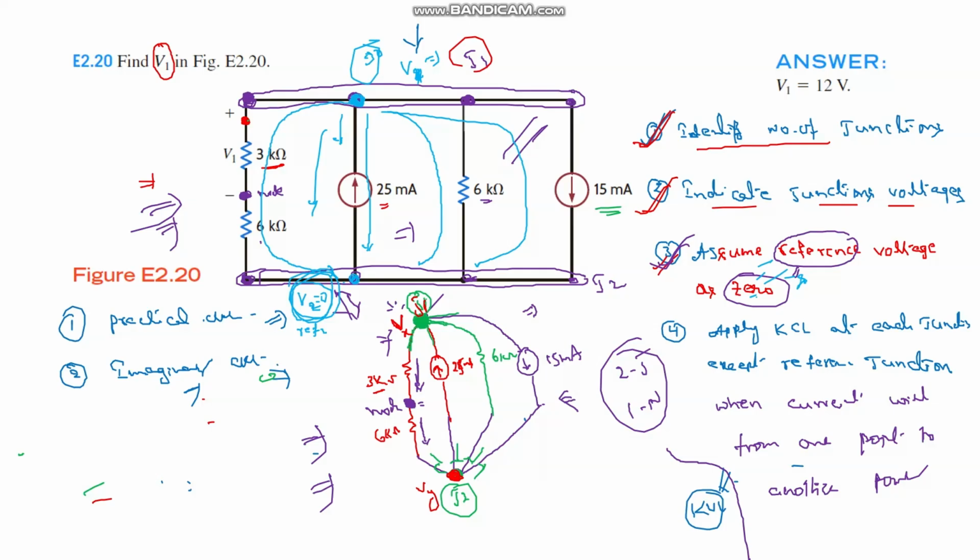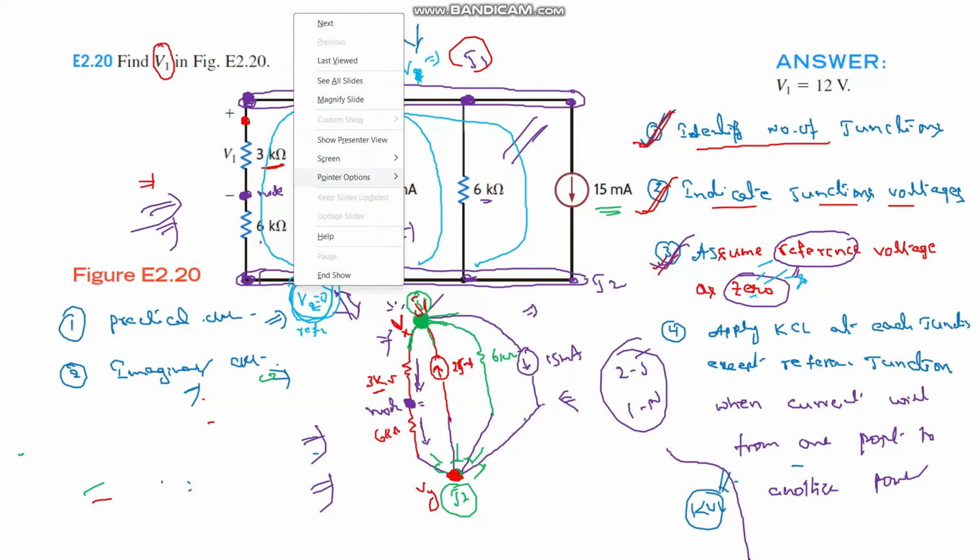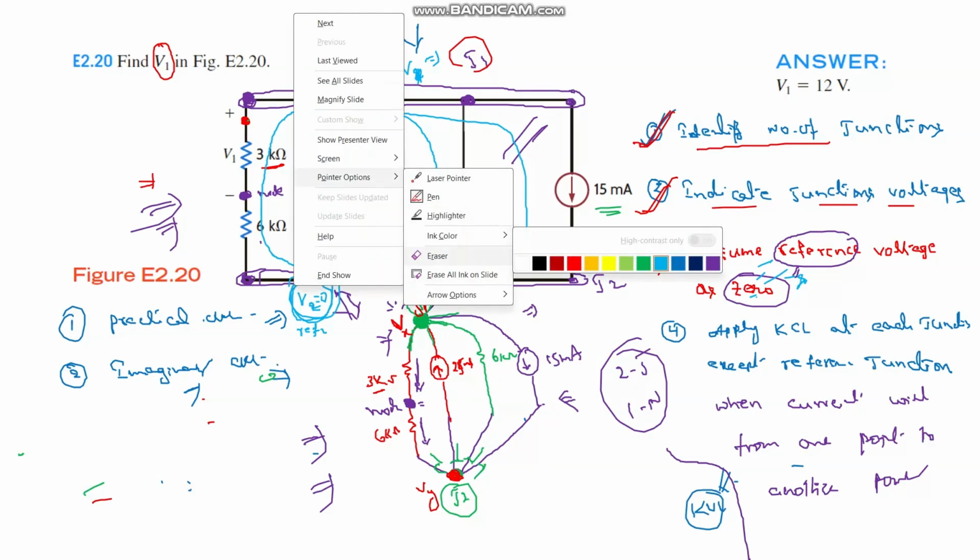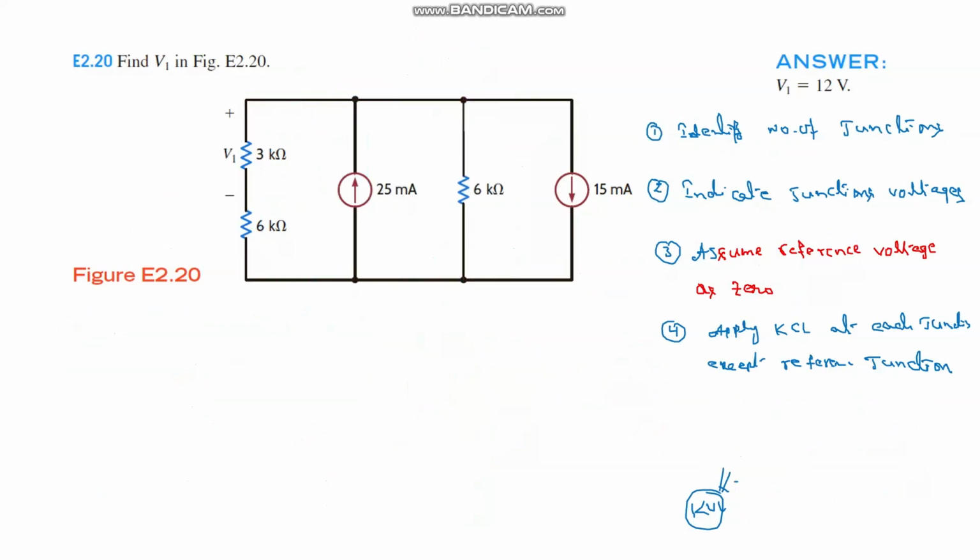Now we have to apply KCL at each junction, and that is the fourth step. Let me explain. Now we have to apply KCL at each junction. So as per points 1, 2, 3, this is junction 1.